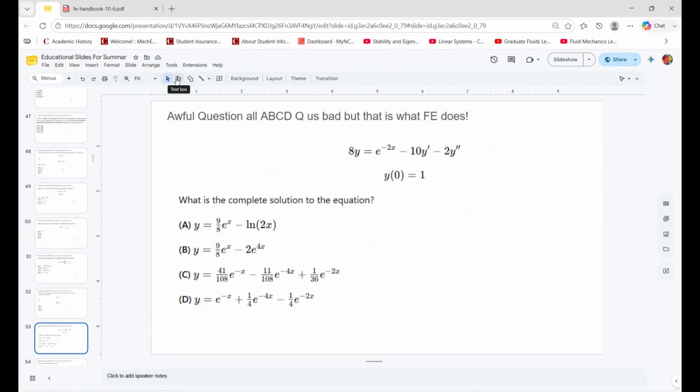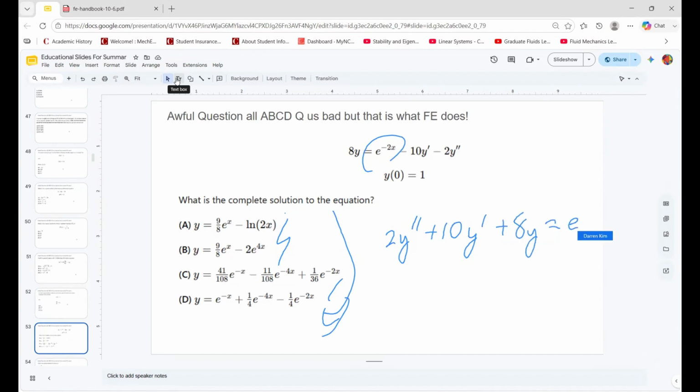Okay, this one, there's probably a little trick to this I'm not seeing, because there's no way we're gonna get that solution right off the bat. So I see exponential over here. Maybe that's a bias, maybe it isn't. But since this looks like all exploding, I already see the line where there's 2y double prime plus 10y prime plus 8y equal e to the negative 2x.